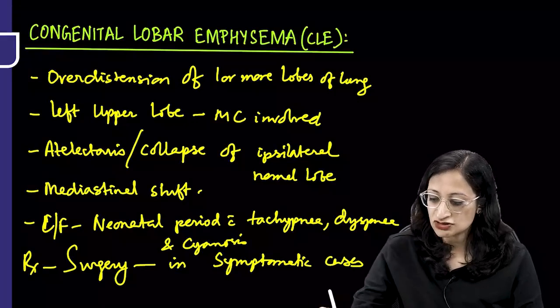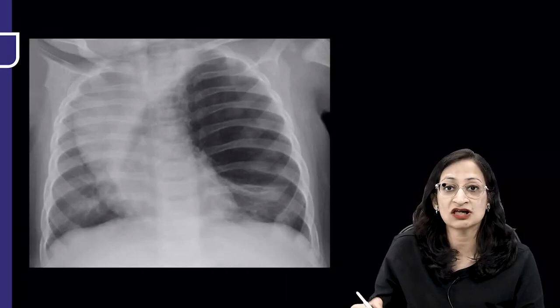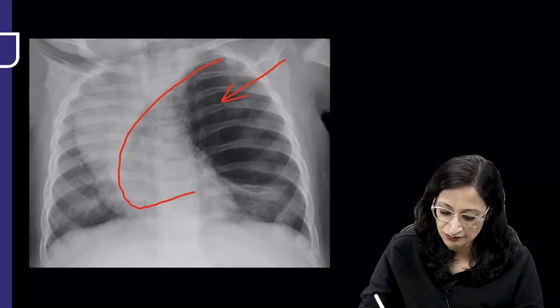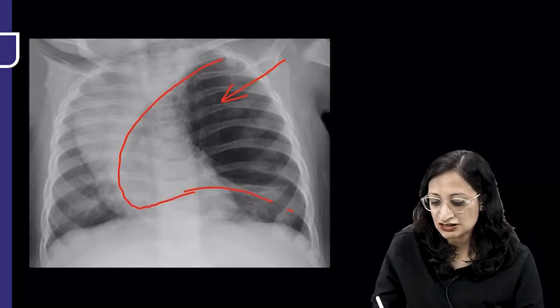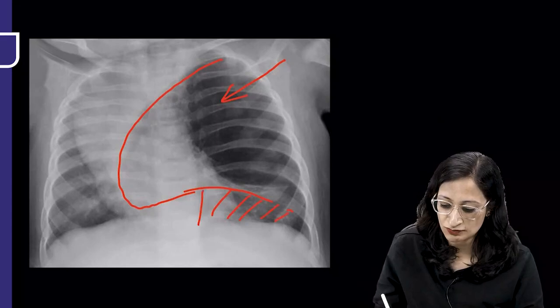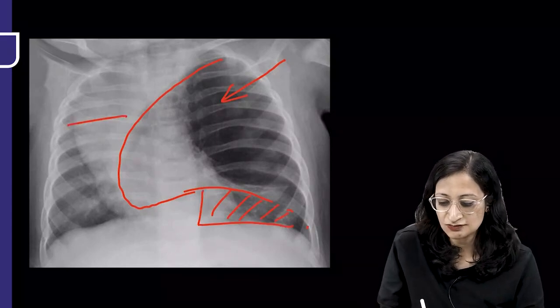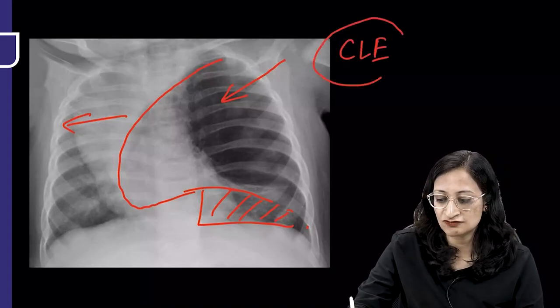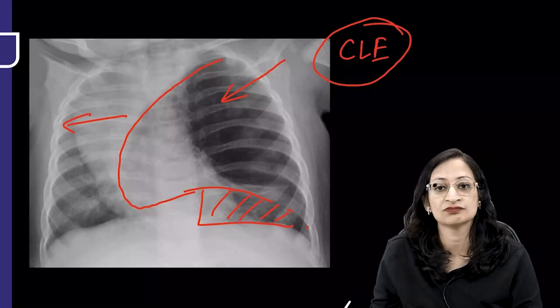Right? So this is what a congenital lobar emphysema looks like. You can see an overinflated left upper lobe here, and this is the collapsed ipsilateral normal lobe. And you can see the mediastinal shift here. So this is a typical example of congenital lobar emphysema involving the left upper lobe.